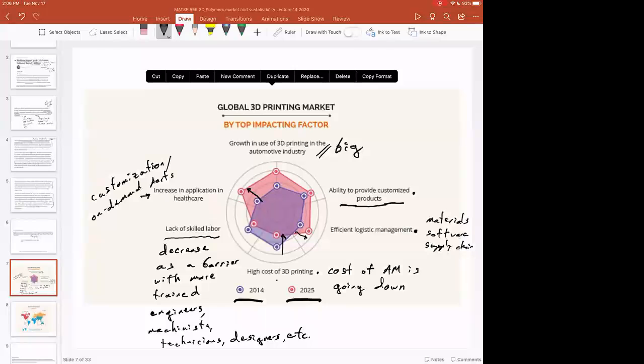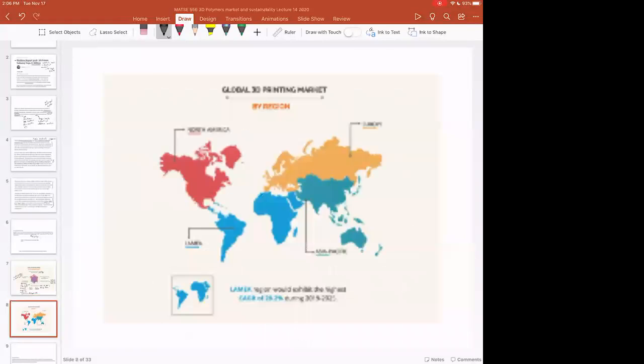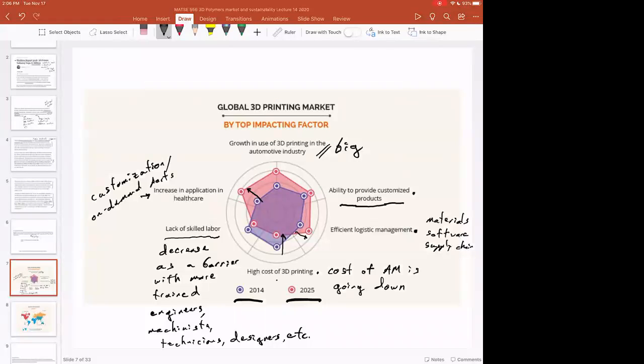So this is not necessarily all the major factors in additive, but this gives us a way to think about the different factors that are impacting industrialization of additive and what might change over time. Questions? Any questions or comments on that? All right.